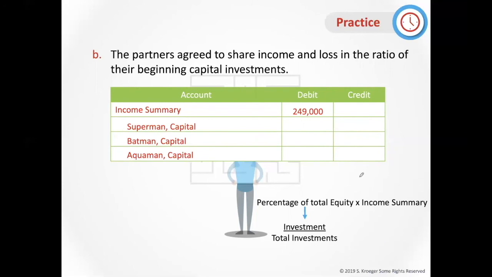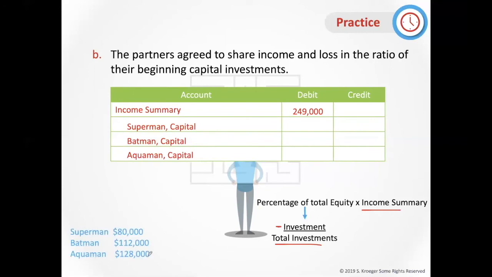We're just going to split this amount up differently than we did in part A. In this case, we have to look at the beginning capital investments. We'll look at the total investment and then each partner's individual investment and divide to get a percentage for each. Then we will take that percentage and multiply that by the amount of income summary, which is the amount of net income. The partner with the most capital contributed will get the most income. The partner with the least will get the least.